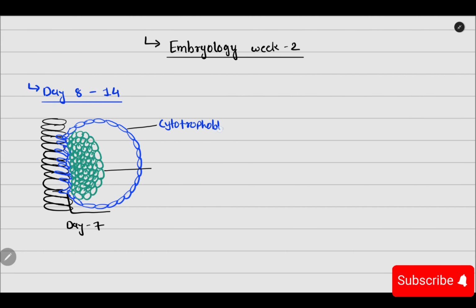Let me tell you one thing before we move forward, that the trophoblast will become the structure that provides nutrition and blood to the embryo. The inner cell mass will form the embryo itself.